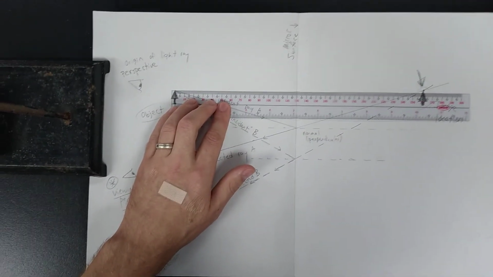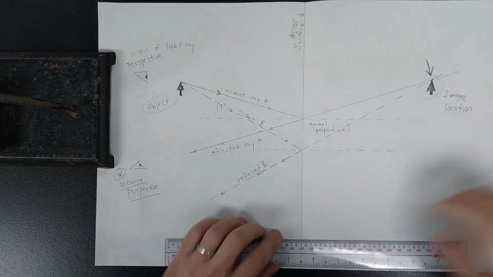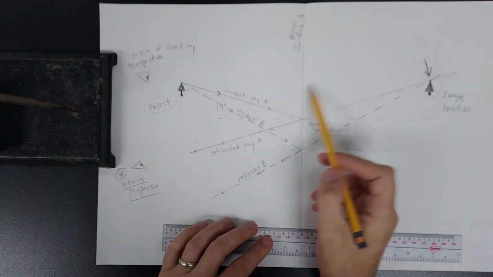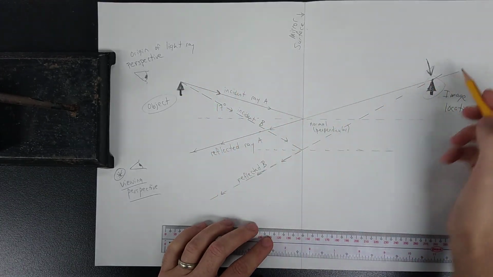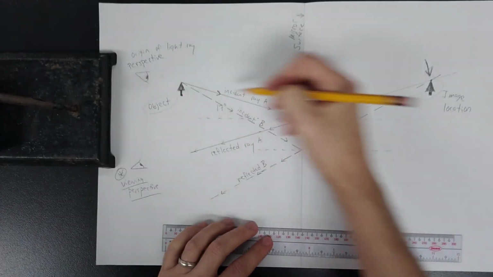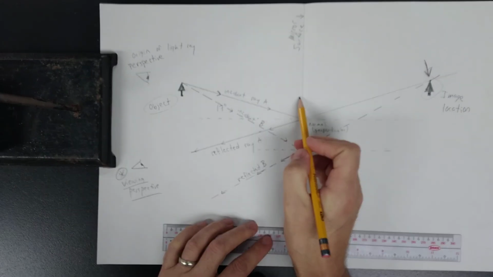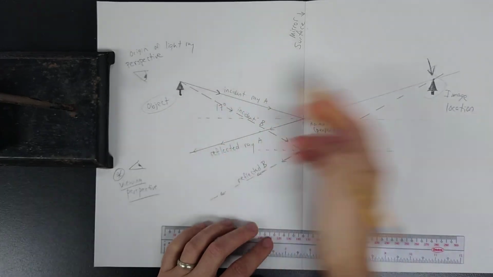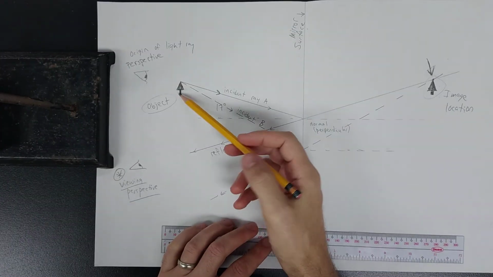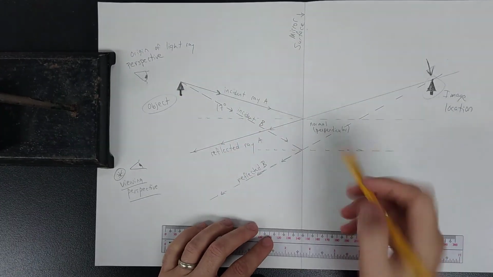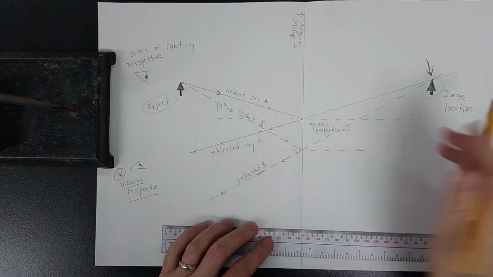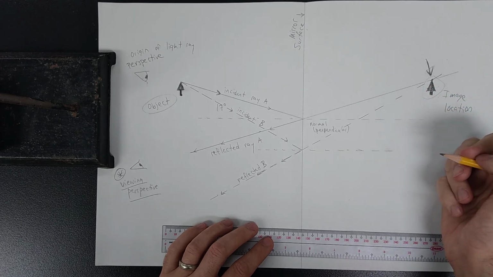So if we do this properly, we should see that the location of our image behind the mirror is the same distance behind the mirror as the object is in front of the mirror, that it's a straight line across, perpendicular to the mirror's surface from where the object is. Basically, it's the same size and the same distance from the mirror as the object is. But the whole point of this activity was to show you how to use ray diagrams in order to find this.